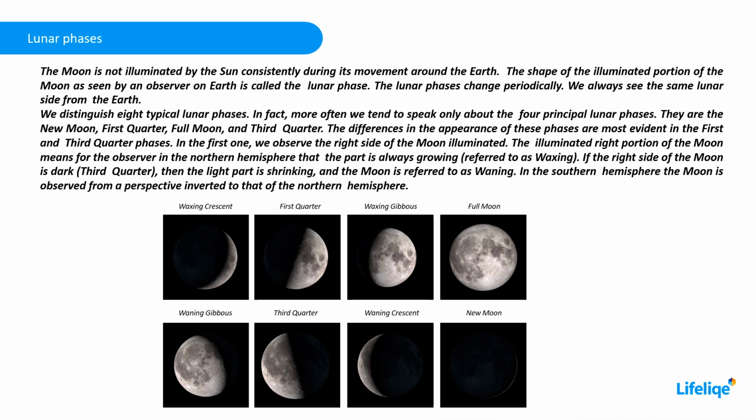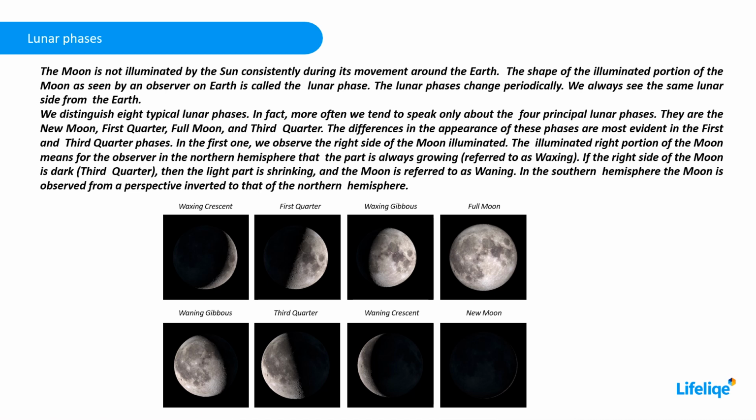They are the new moon, first quarter, full moon, and third quarter. The difference in the appearance of these phases is most evident in the first and third quarter phases. In the first one, we observe the right side of the moon illuminated. The illuminated right portion of the moon means for the observer in the northern hemisphere that the part is always growing, referred to as waxing.